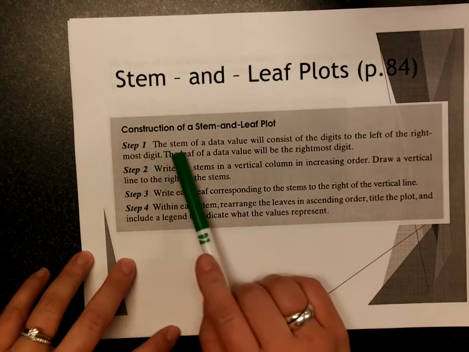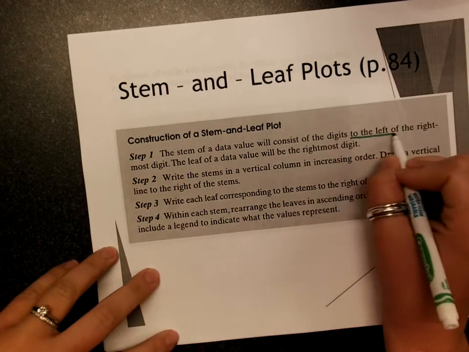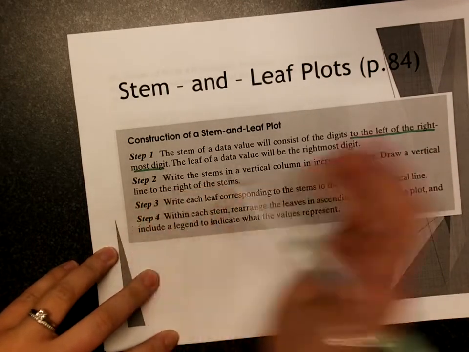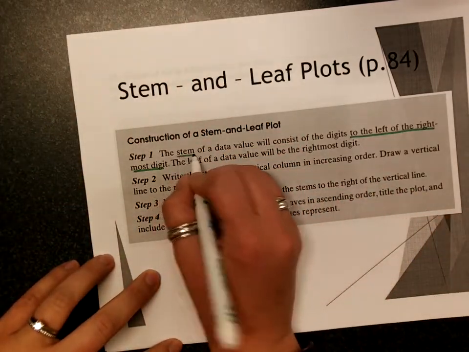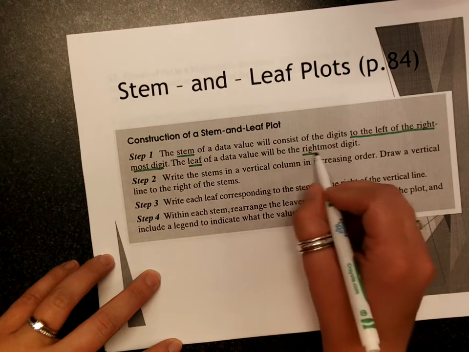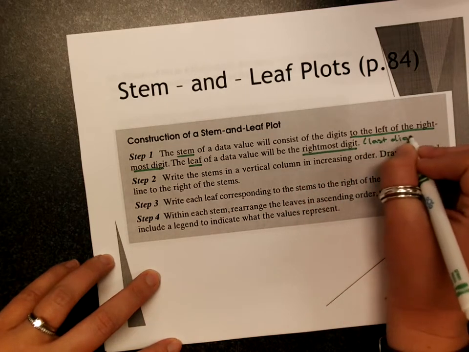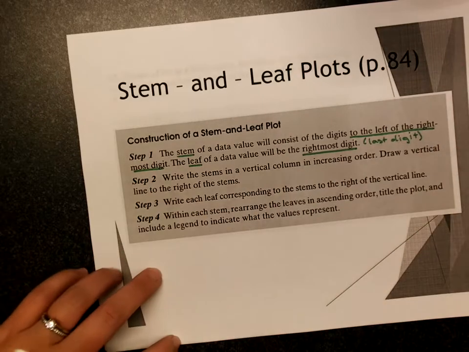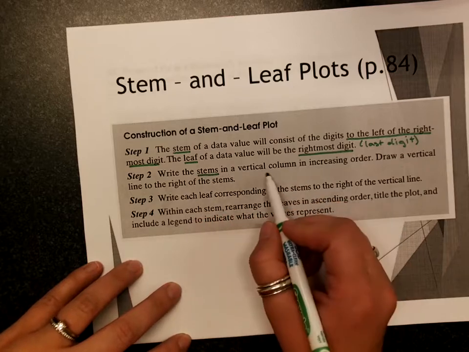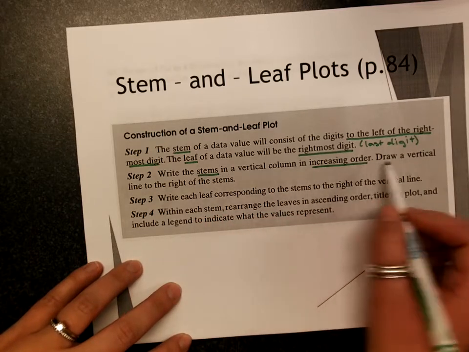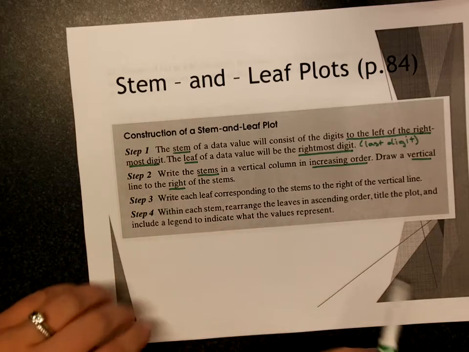It says the stem of the data value will consist of the digits, this always sounds weird, to the left of the rightmost digit. Anything to the left of the very last digit will be a stem. The leaf will always be the rightmost digit, or the last digit. The last digit is the leaf. Everything before the last digit is a stem. We're going to write the stems in a vertical column in increasing order, and draw a vertical line to the right of the stems, and we'll go through these with an example.